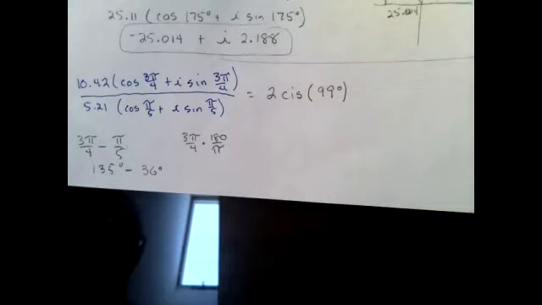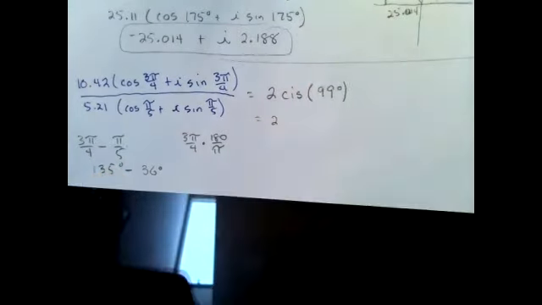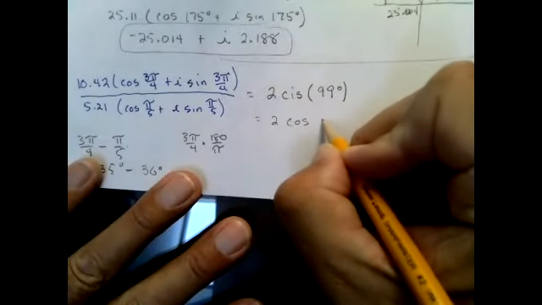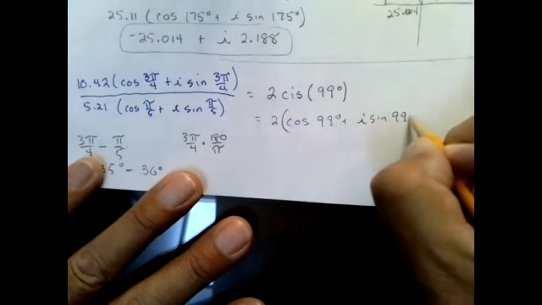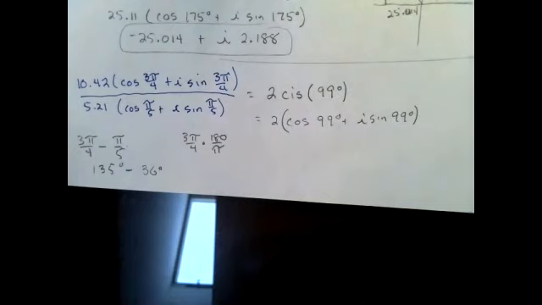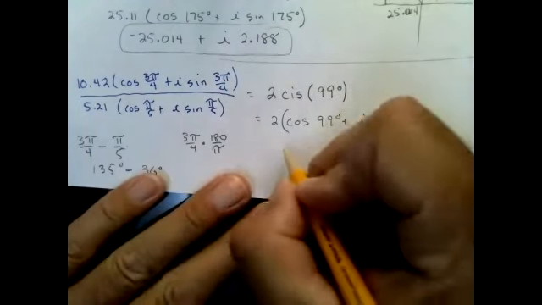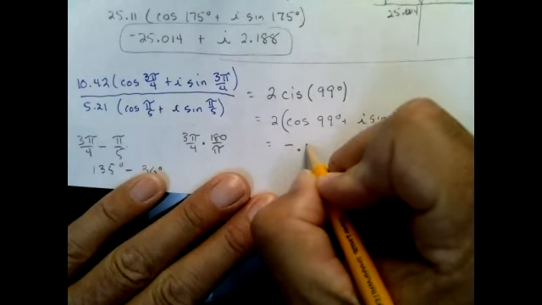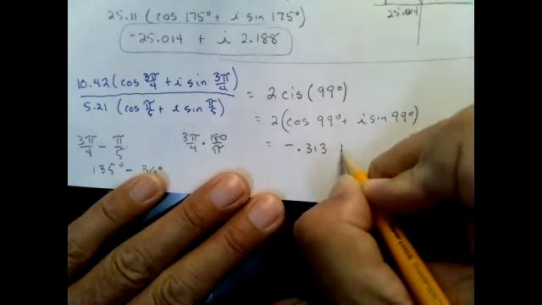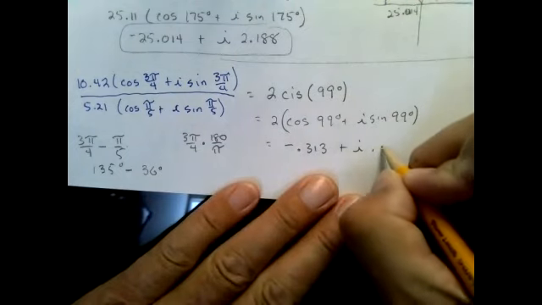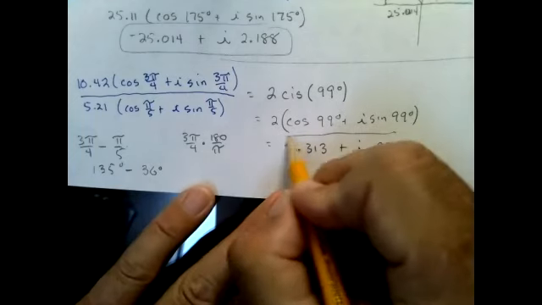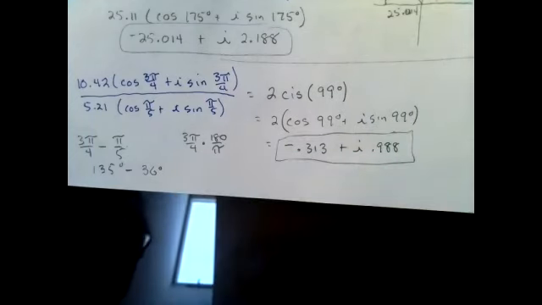So I have that. So now this becomes 2 cosine of 99 degrees plus I sine of 99 degrees. 2 cosine of 99, I get negative 0.313 plus I sine of 99 degrees, 0.988. Okay, cool. Capiche?